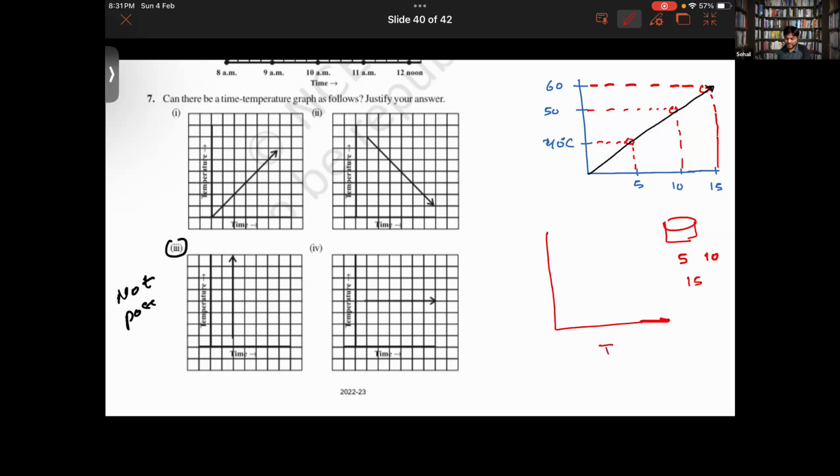We have plotted time on the x-axis and temperature on the y-axis. You keep on increasing the time. Time is increasing, but the temperature of the water was, let's say, 35 degrees Celsius only. It did not increase because we were not heating it. Getting it now? So the fourth one is also possible.